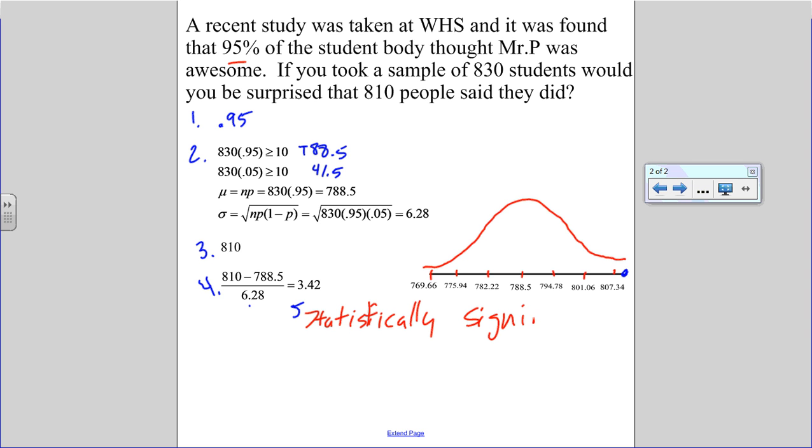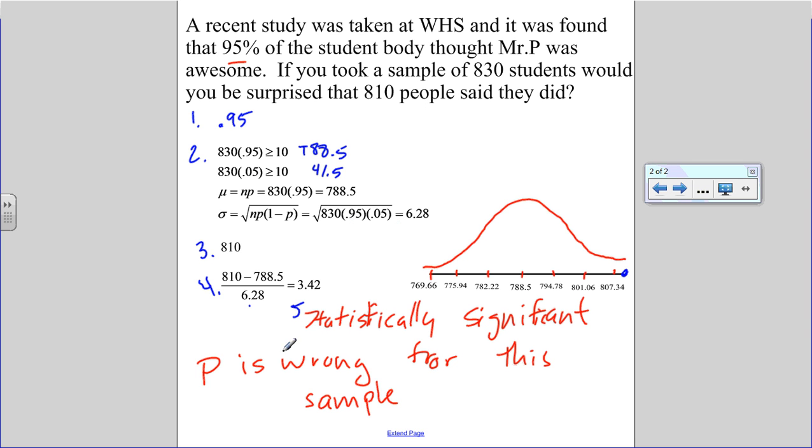I can say that right off the bat because I know that my z-score is bigger than 2. But my conclusion is my p-value is wrong for this sample. So again, we can only say for this sample maybe where I polled, but I would say it looks like it might be even a higher probability that they think I'm awesome. But, oh, I mean not me, just Mr. P.